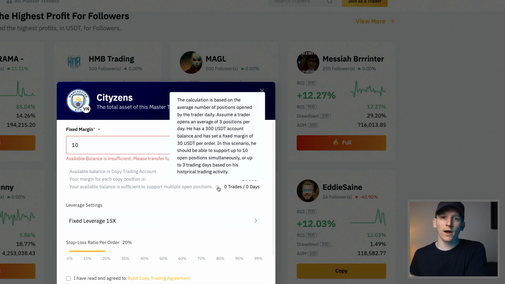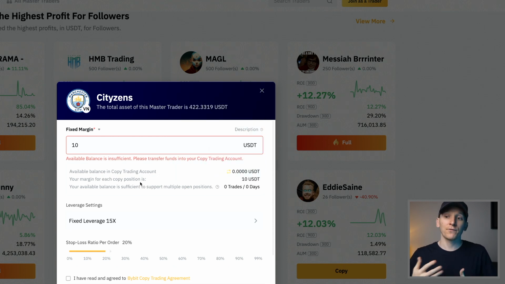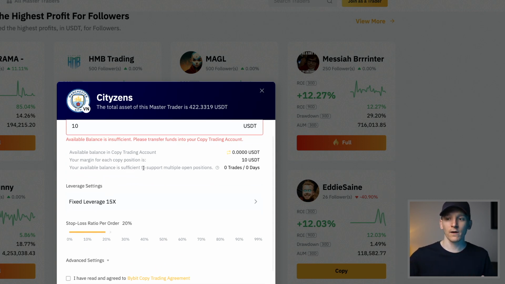So check how many positions on average they have per day, put a buffer in there if you want to copy every position. If the system doesn't have enough cash or margin to open those positions, obviously it won't do that. And so again, if that happens, then your P&L is going to be different from what the trader is doing. So there's many things to consider here.